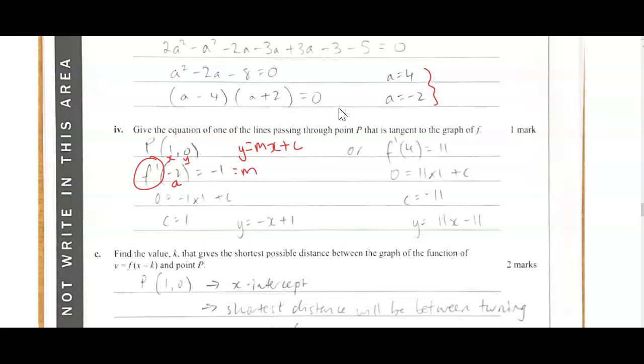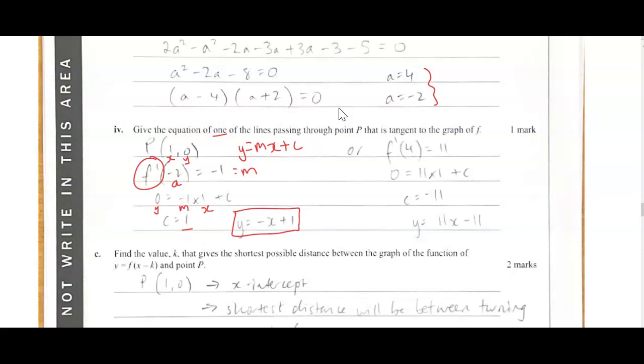So in y equals mx plus c, y is 0, m is -1, x is 1, and then we solve for c. So in this case, solving that gives you c. So there's your equation, y equals -x plus 1. Or remember, it says give the equation of one of the lines. So that's fine. You don't have to do the other one, but I just did the other one in case.